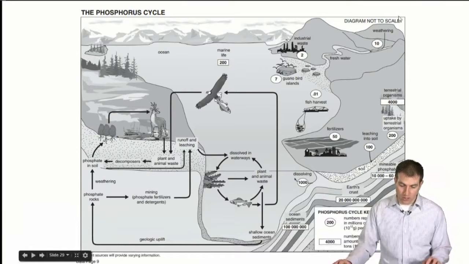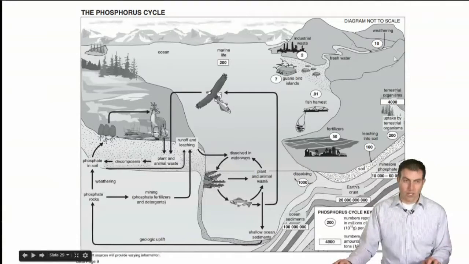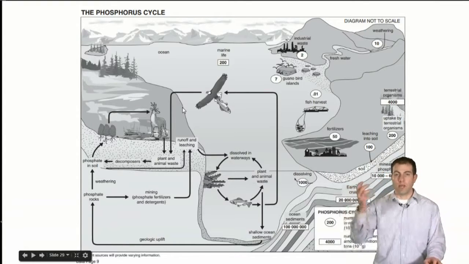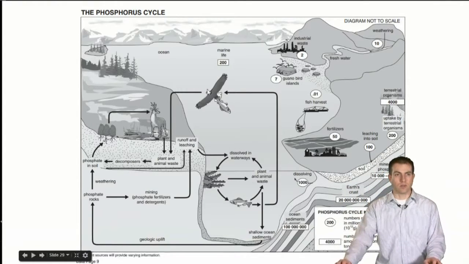So you could start again anywhere. You could start up here in the top right corner where it says weathering. So your phosphorus in a rock, you get weathered, you run down into the ocean, you get absorbed by a plant, and then you get eaten by a fish, and then the eagle eats you, and then you get this arrow. So you're just following the arrows around.